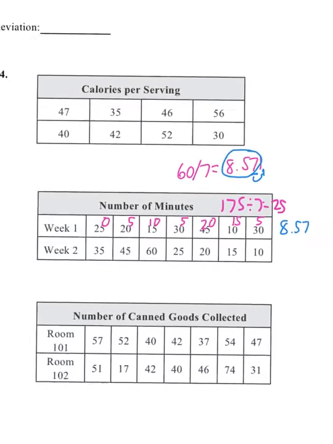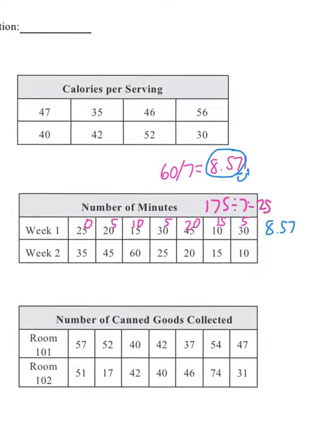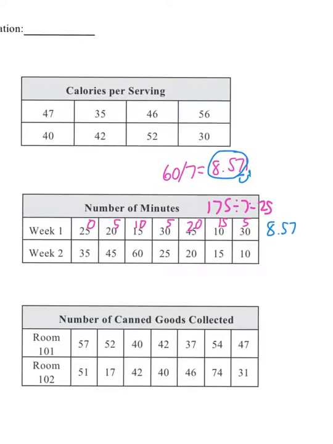Okay, so now, if you had that right, good. If not, fix it, get the 8.57 written down, and think about your mistake, because as you do week 2, we're going to do the same thing. Pause the video, find the mean absolute deviation for week 2, and write it here. Then start the video. Go.